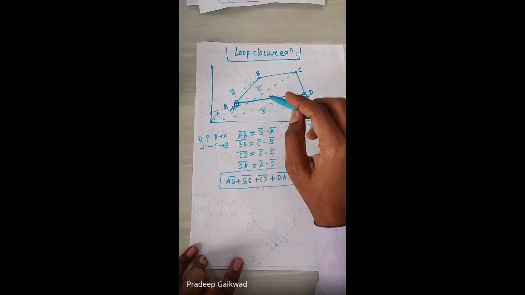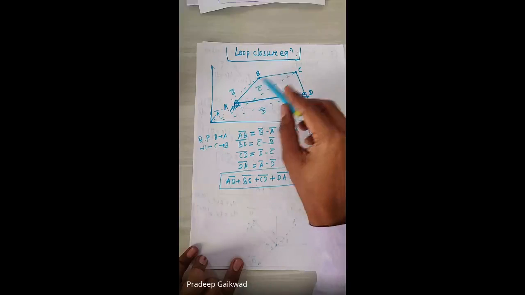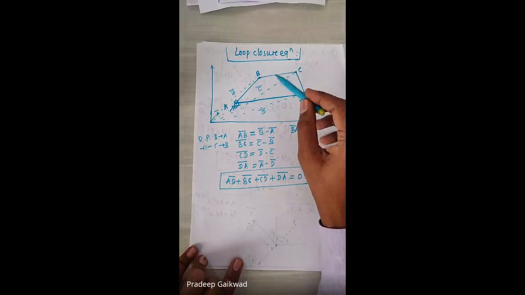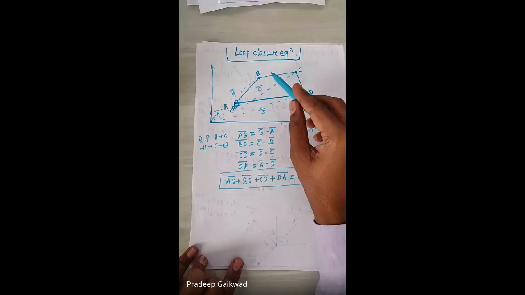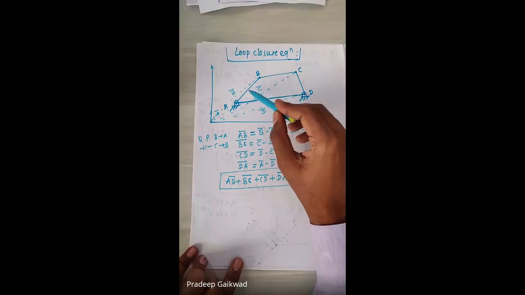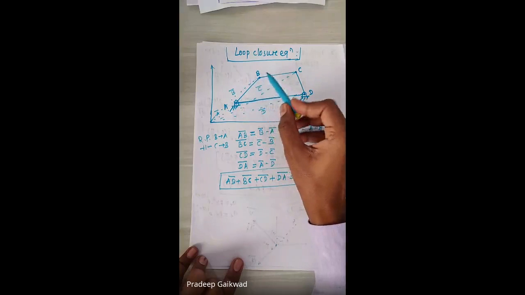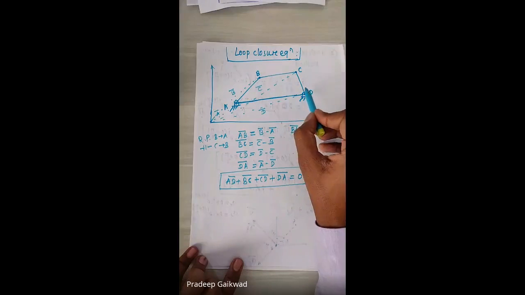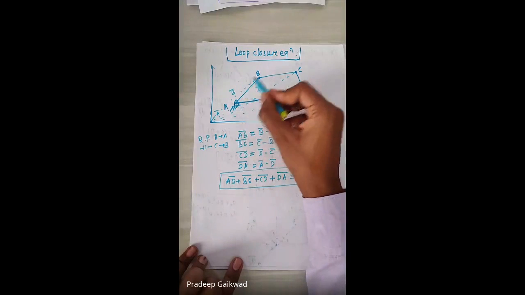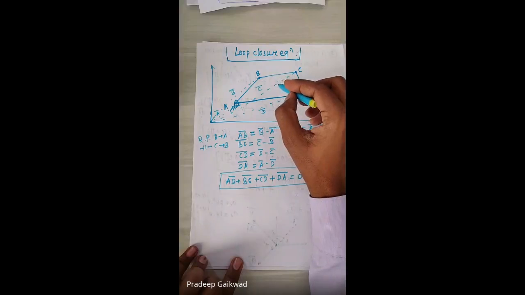And the links forming the closed loop in a mechanism are rigid. You observe this? These links are rigid. Rigid means the joints of the links always remain at a fixed distance from one another. A and B distance will not change. Distance between B and C will not change. C and D will not change, or A and D will not change. So rigid means the distance between the joints will always remain the same.